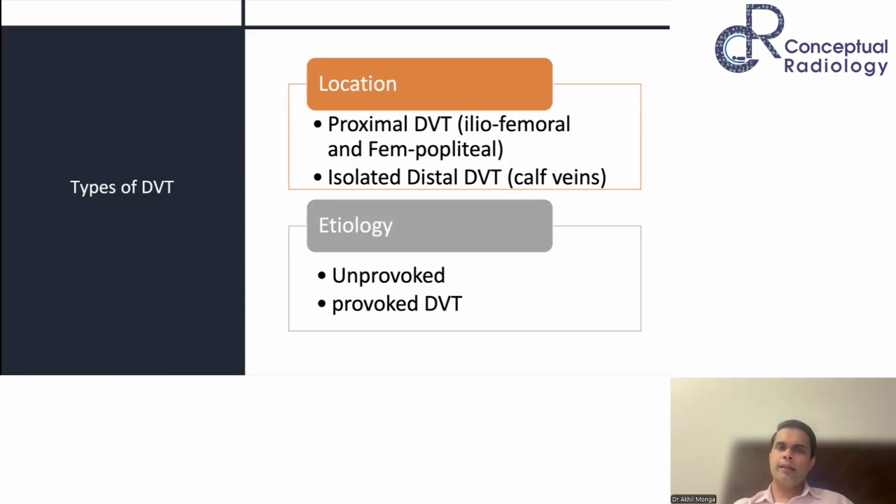Second part is again, as I said, unprovoked or provoked. Provoked DVT is like the patient had a surgery, had some morbid illness, or was immobilized. So we know there was some inciting factor which is now gone, so you don't expect the patient to have DVT in the later years. But unprovoked means the patient was just fine, there was no issue, and still suddenly one day he had DVT. Now those are more related to inherited thrombophilias, and we need to do the workup for that.